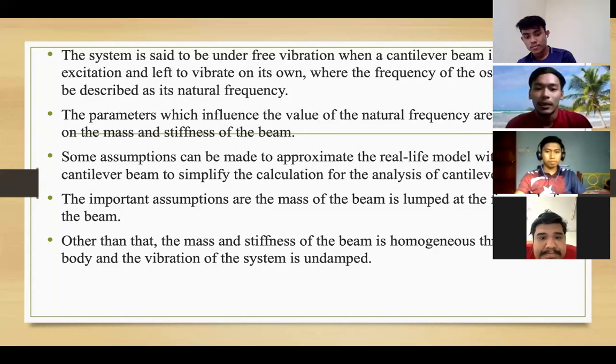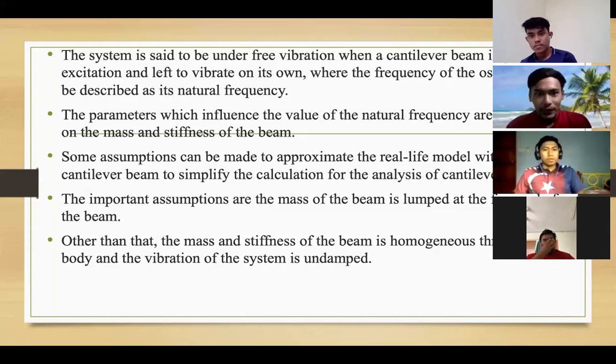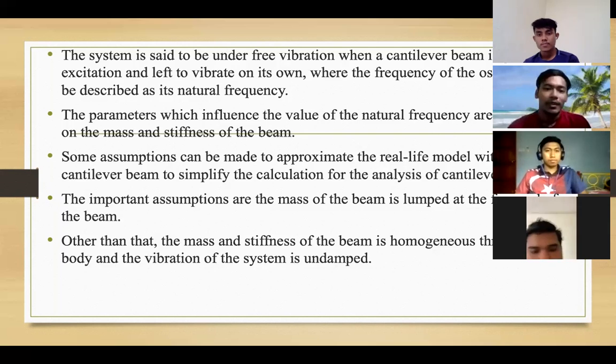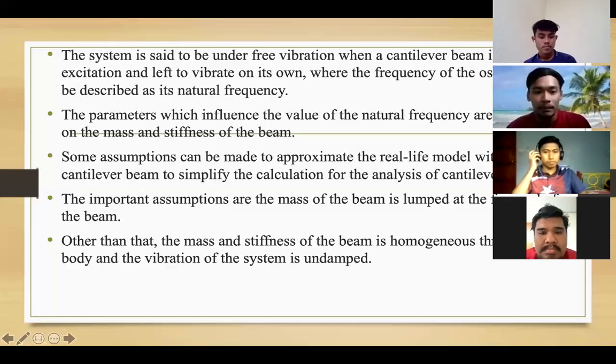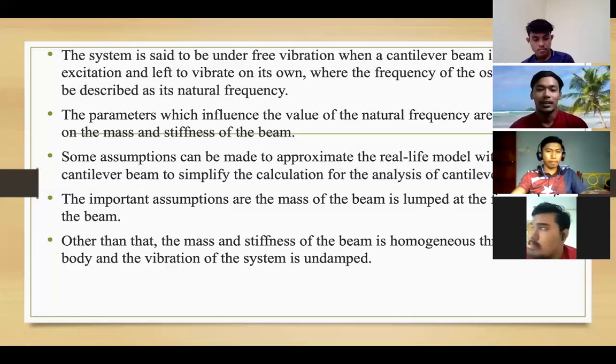Some assumptions can be made to approximate the real life model with a simple cantilever beam, to simplify the calculation for the analysis of the cantilever beam. The important assumption is that the mass of the beam is at the free end of the beam. Other than that, the mass and stiffness of the beam are homogeneous throughout its body, and the vibration of the system is undamped.